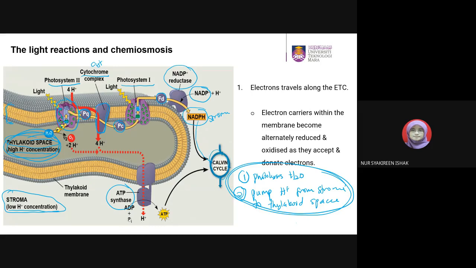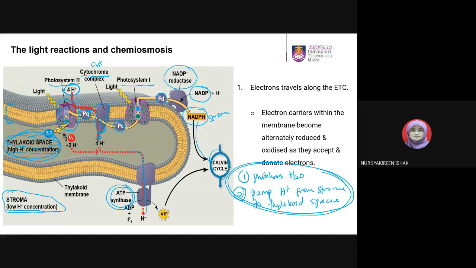Okay, so kalau tengok, the transfer of electrons tu akan release energy. So this energy will be used to pump hydrogen ions from the stroma into the thylakoid space. Okay, yang arrow warna merah ni. Okay, when there is a very high concentration of hydrogen ions in the thylakoid space, hydrogen ions will diffuse back, okay, through the ATP synthase, diffuse back into the stroma.